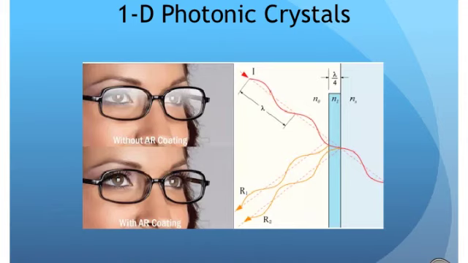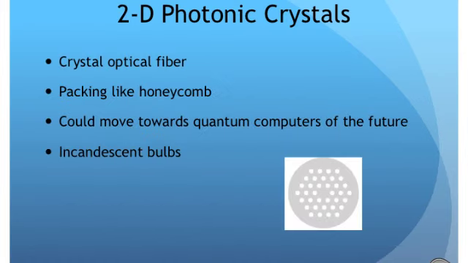In 1-dimensional photonic crystals, they're more flat, so you'll see them more in things such as lenses. Look at the example of the girl with the glasses on. With the AR coatings, you can see that in the first picture they're more hazed over, and in the second one they're more clear. That's due to photonic crystals making them more clear for her. These can also be used in other lenses, such as cameras, to make them more clear, and they won't get hazed over due to weather conditions too.